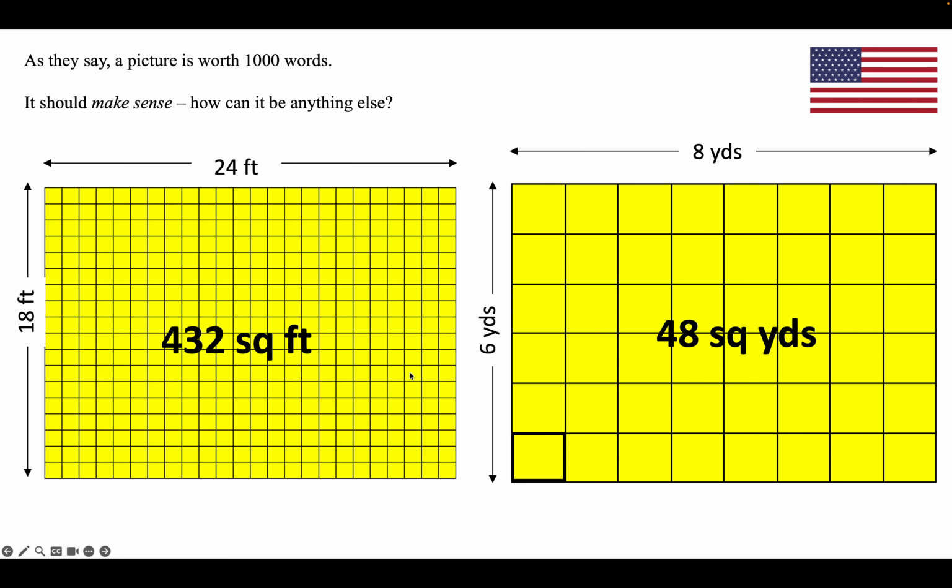Here is 1 square yard. The dimensions are 1 yard by 1 yard. Let's look at 1 square yard over here. That's 1 square yard. 3 feet by 3 feet. So you can see that 1 square yard is 9 square feet. If we divide 432 square feet by 9, we get 48 square yards.